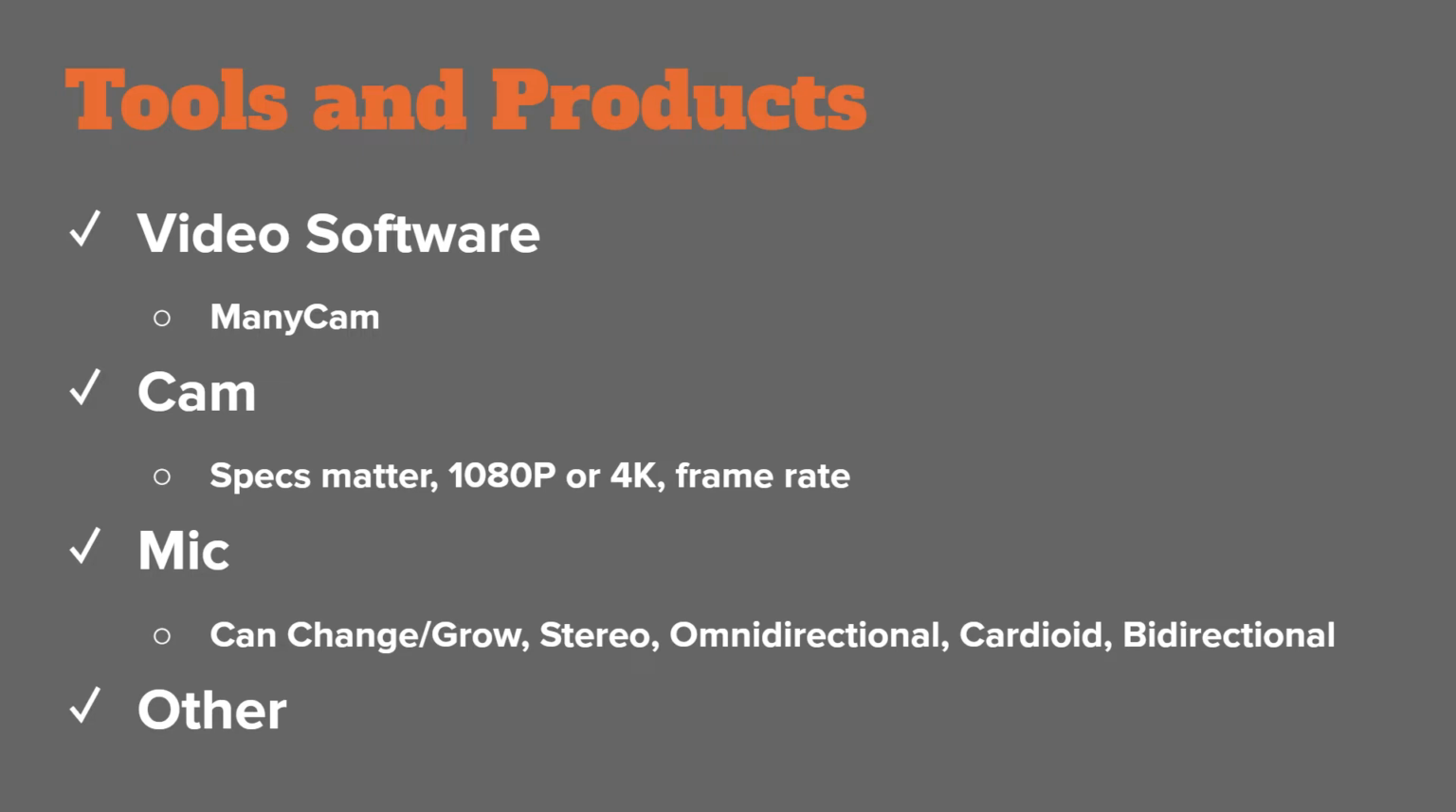Frame rate's another thing you'll want to take into consideration, and what that camera is able to do. Mic, just keep in mind these mics can change and grow with you. I did have a lesser mic and got a little bit better quality one over time. Some of the mic settings that you'll want to look at are things like stereo, omnidirectional, cardioid, and bidirectional. Those are all settings that my mic does.